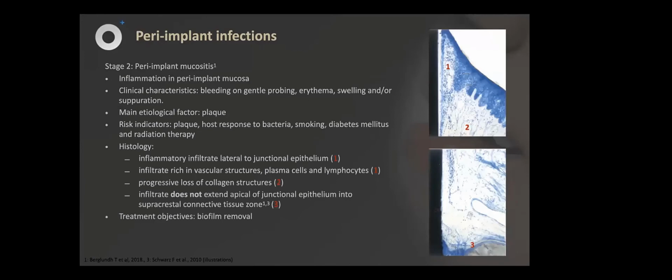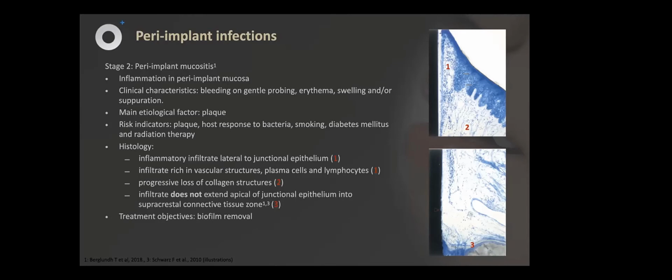If we look to peri-implant mucositis, and Irfan also talked about that, so that's not really something to go into detail, I guess. We see bleeding on gentle probing, which is like 25 grams of force, erythema, swelling, and suppuration, and the main etiological factor is plaque. The risk indicators are plaque, host response to bacteria, smoking, diabetes mellitus, and radiation therapy.